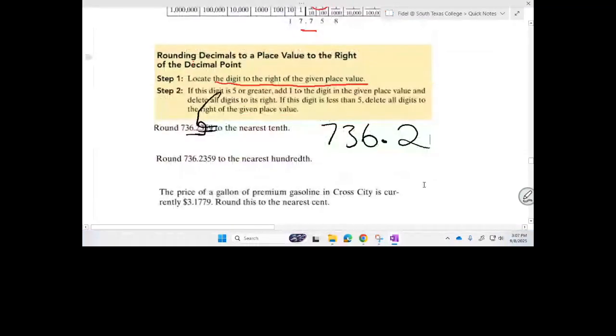Now, I'm going to do the same number, but now we're going to round to the nearest hundredth. So, y'all, the hundredth is going to be the second number to the right of my decimal point. So right now, I'm looking at the number 3. Now, that's the number I'm going to try to decide to round up or round down. I have to look at the number to the right of it. The number to the right of it is a 5. So if it's a 5 or more, then that 3 is going to get bumped up to a what? What's the next number after 3? What comes after 3? 4. So we're going to say 736.24.